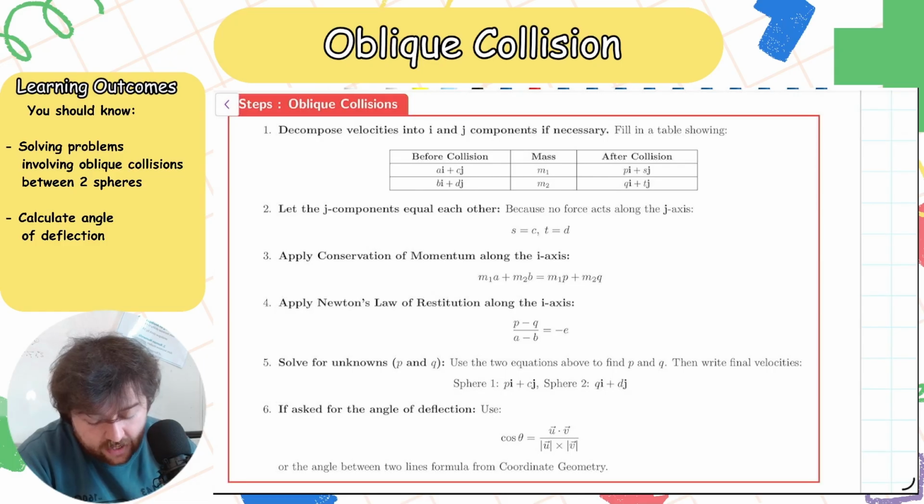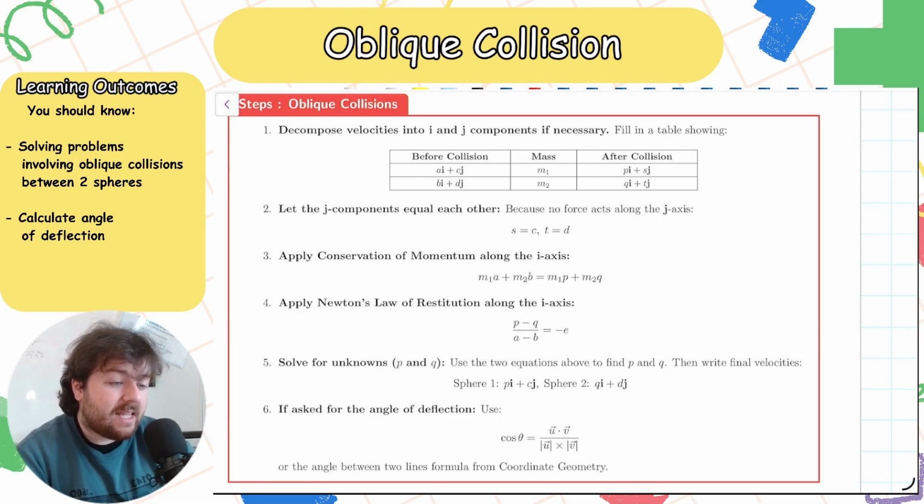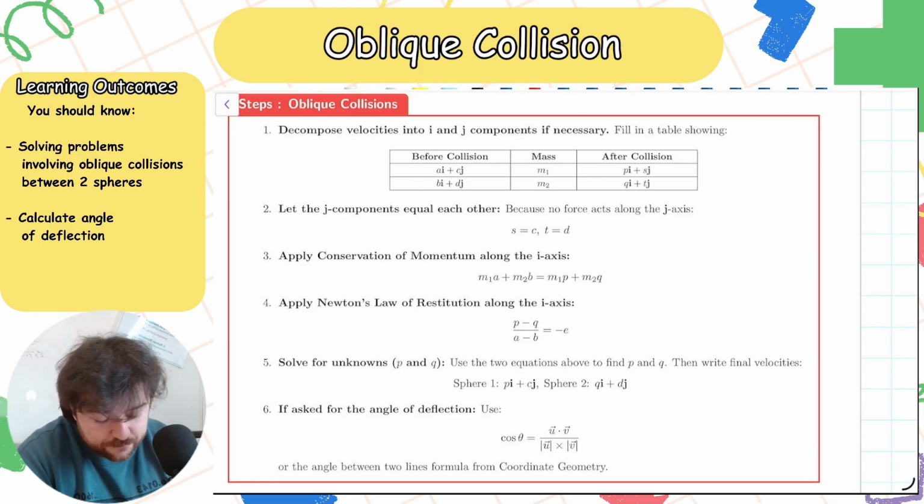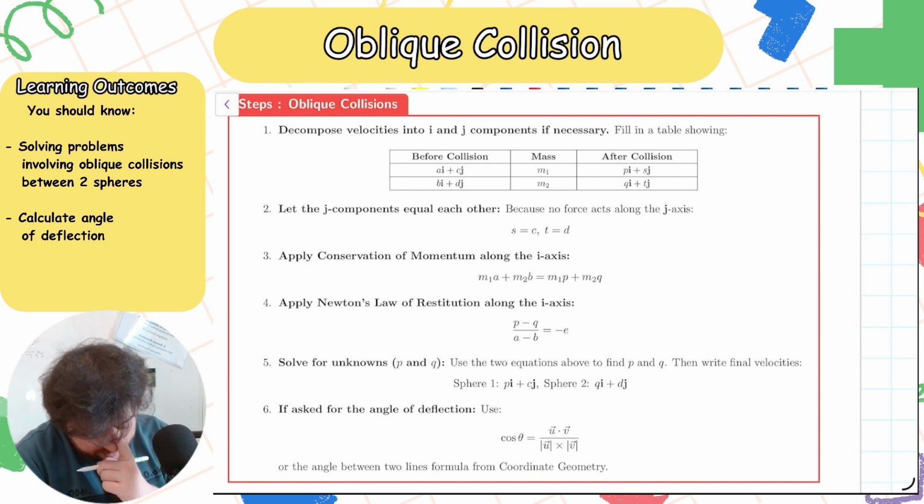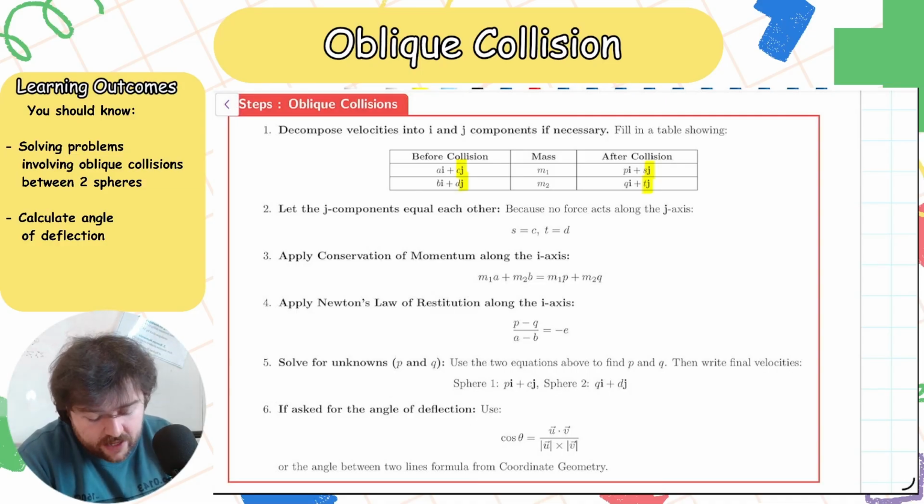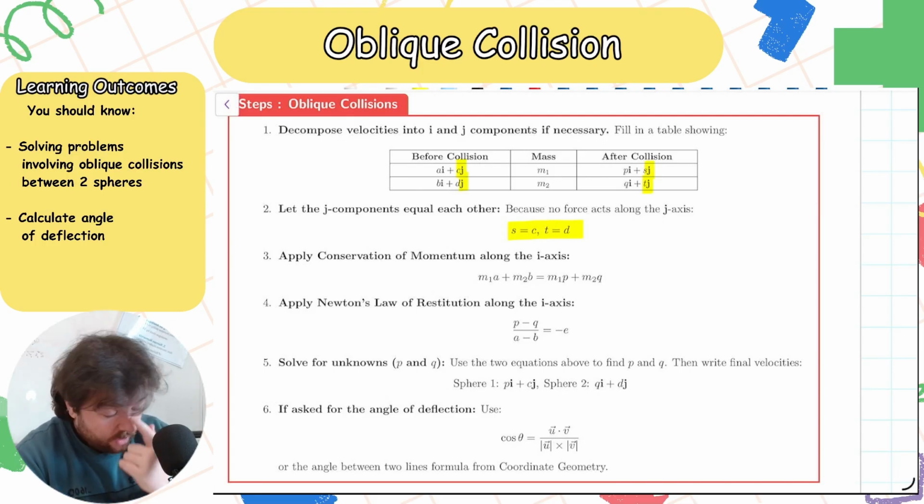So what we do for oblique collisions is, step one, we decompose the velocities into I and J components if necessary. If we're given what angle it is at to the I-axis, we can decompose the velocity into I and J components. Then let the J components equal each other, so the J component before is equal to the J component afterwards. That might set up an equation we may use. We then apply the conservation of momentum along the I-axis only, and then apply Newton's law of restitution along the I-axis only, and then we solve for unknowns, usually p and q, but whatever you prefer.